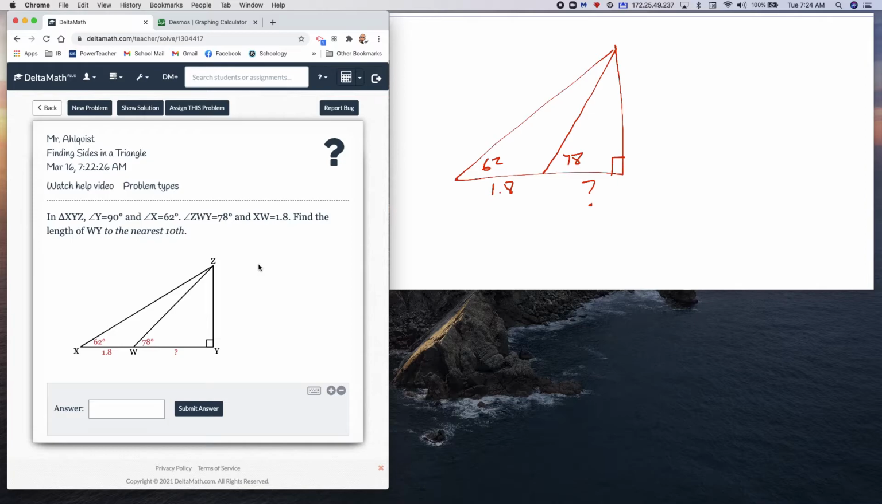You can do a lot of different things on this. You got to find some missing pieces before you can jump right to that side. We need to have some other pieces on here. We can find some other pieces. One of the things that we know that we're going to need is this angle right here. That angle is 180 minus 78 minus 90. You could find that if you needed to.